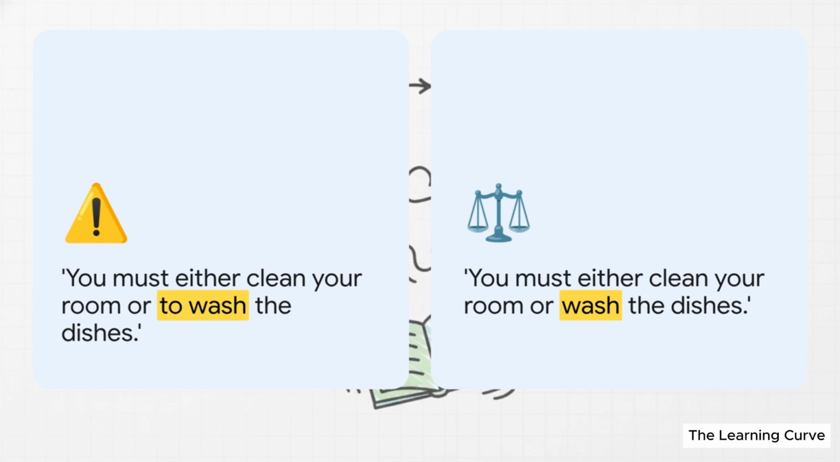Notice the jarring tension in this first example. You must either clean your room or to wash the dishes. Yikes. Here, the writer has placed a base verb, clean, after the first conjunction, but an infinitive verb, to wash, after the second. It creates this really uncomfortable grammatical tension.